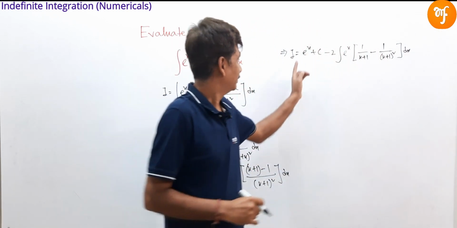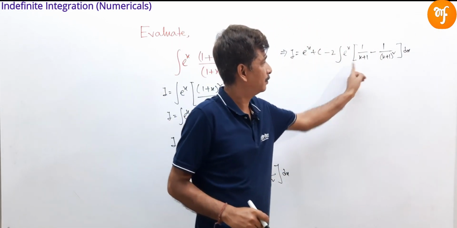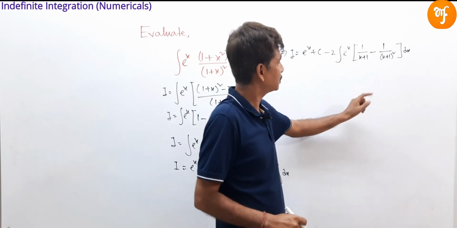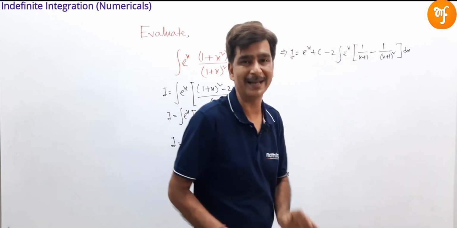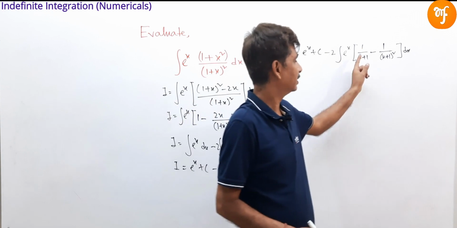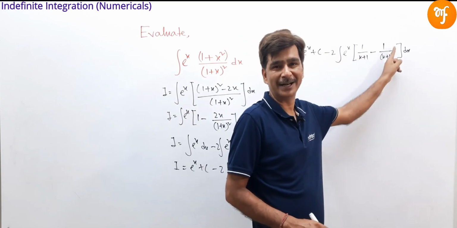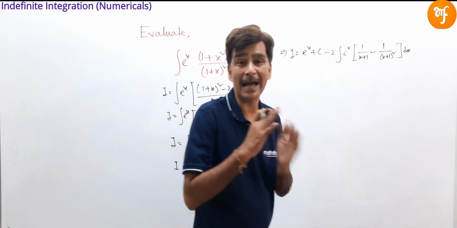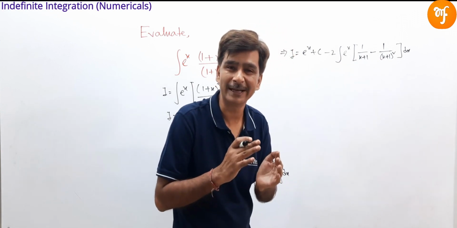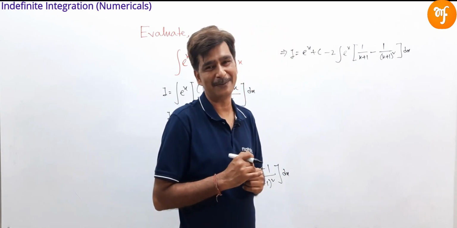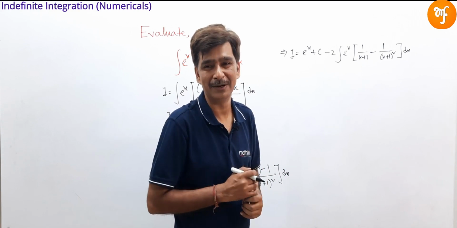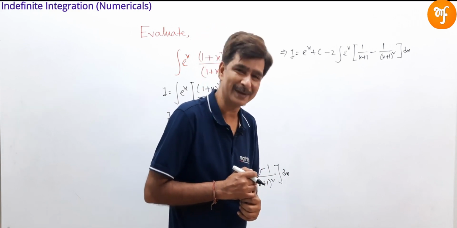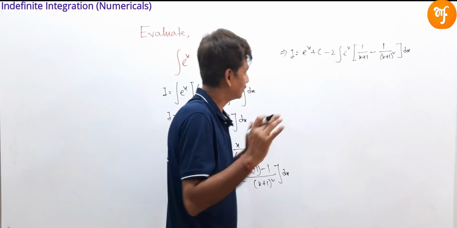Now in this integration, if we assume 1 divided by x plus 1 as f(x), then we know f dash x will be minus 1 divided by (x plus 1) whole square. So in this integration, we can apply the formula: integral of e to the power x into [f(x) plus f dash(x)] dx is equal to e to the power x into f(x) plus c. Okay, clear? So let's move.